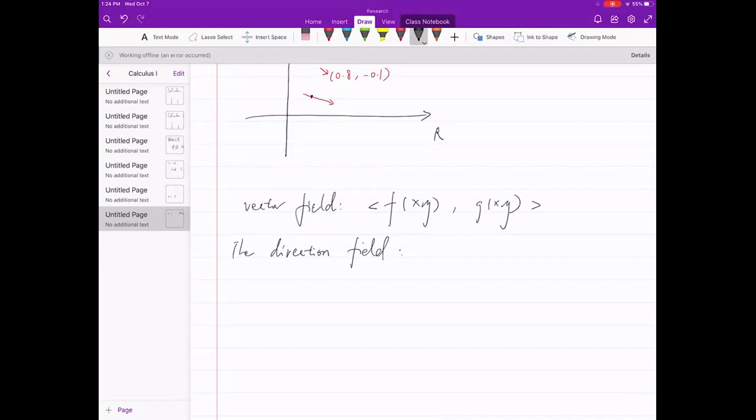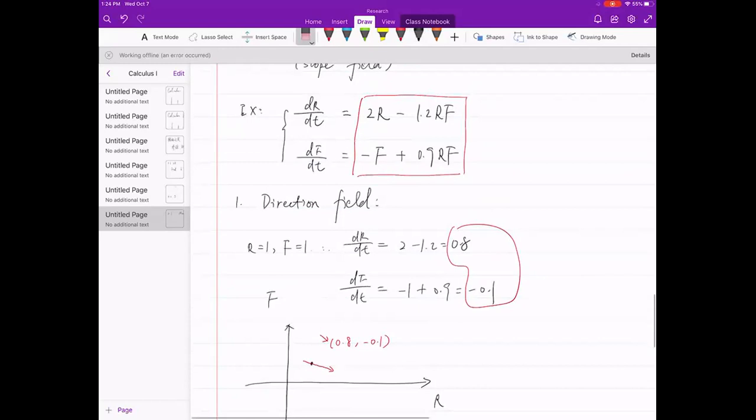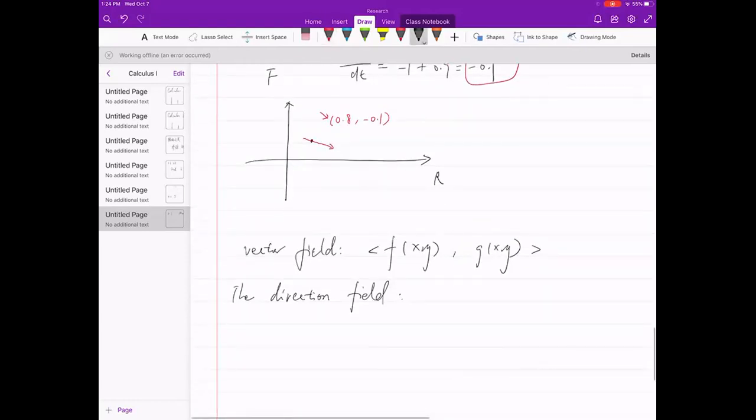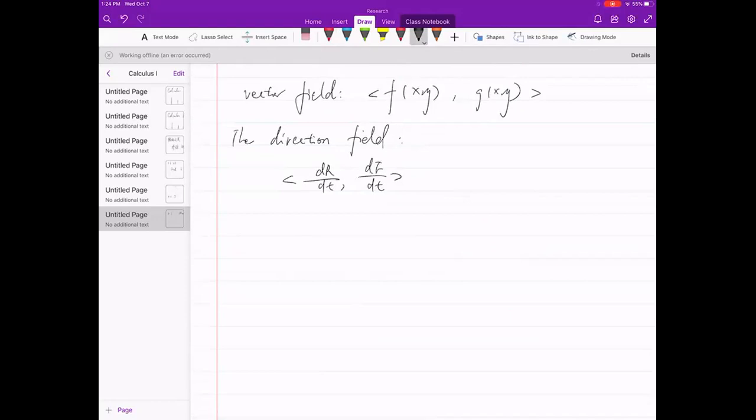Of course, one thing we wonder is, this is easy to draw, but what does it mean? What kind of useful information does it give us? Well, for different R and F, you know these two numbers, computed using the formula here. But really, these two numbers give you this and this. So the direction vector field is nothing but dR over dt, dF over dt in our case, or it's called R prime t and F prime t.